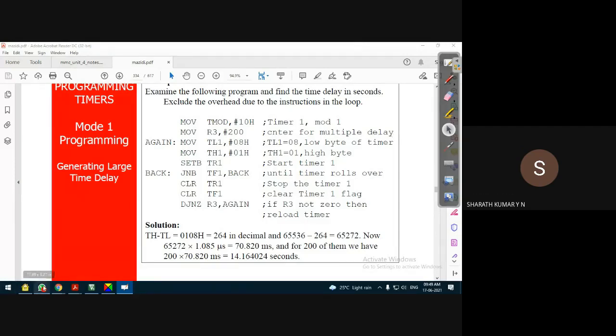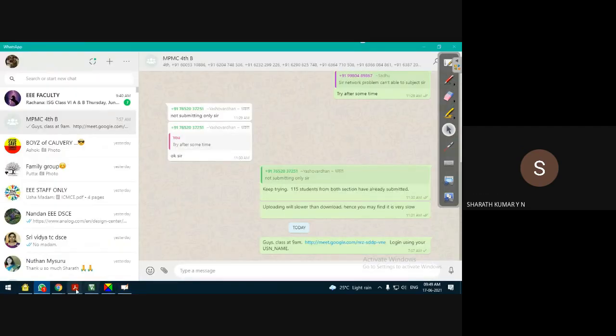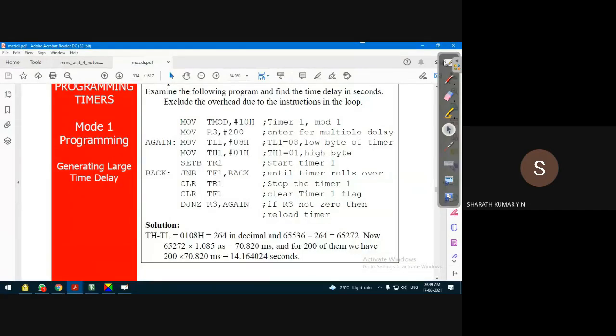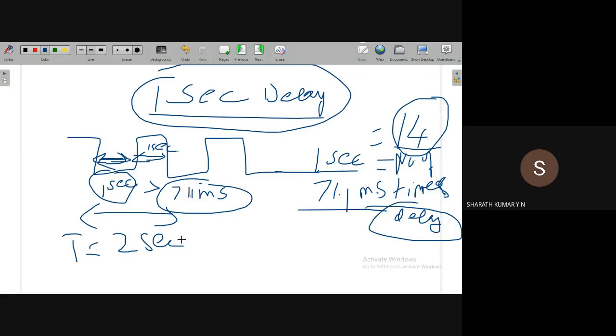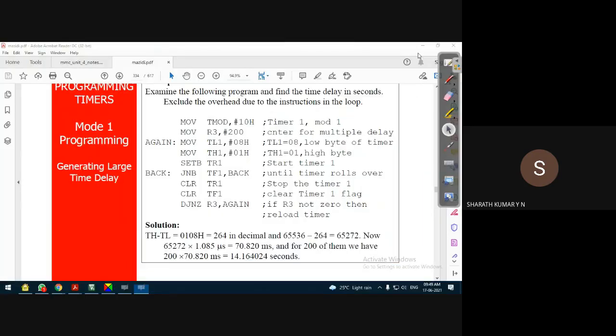If this on period is 1 second delay, and the off period is also 1 second delay, the total time period of the square wave is 2 seconds, sorry, it is seconds, not delay. What is the frequency? 1 by 2 seconds. That's how we can calculate the frequency.